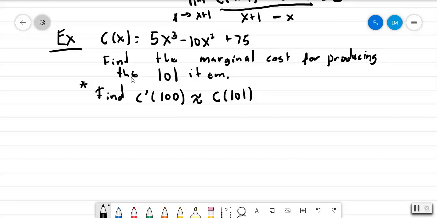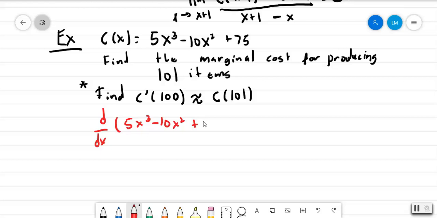Yeah, this should be, I think it is actually supposed to phrase as the 101 items. Okay. So what this is, it gives you that you find the derivative of this equation. So you have the derivative of 5x cubed minus 10x squared plus, I think that was supposed to be 75x.